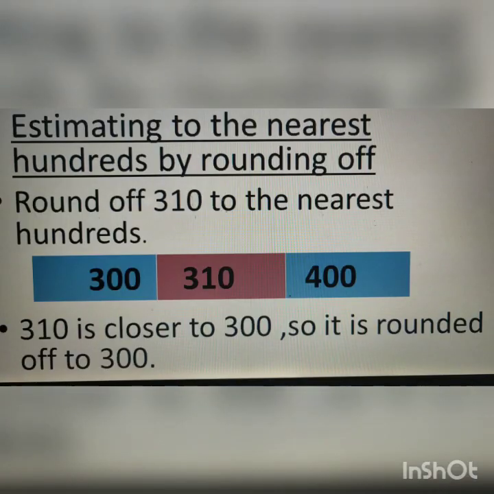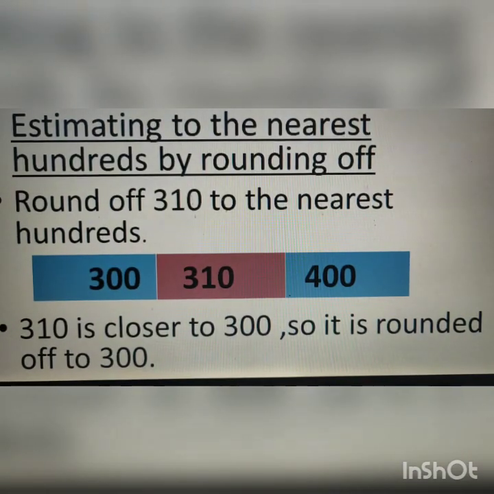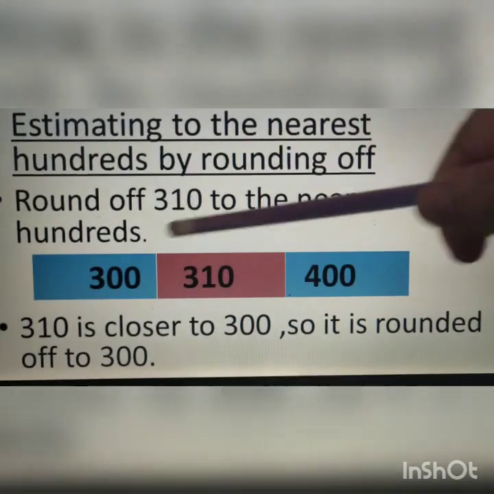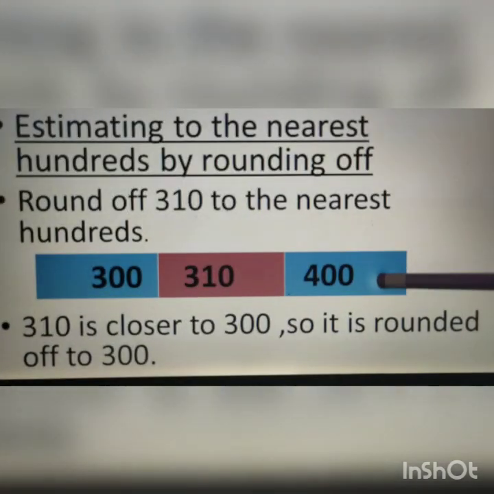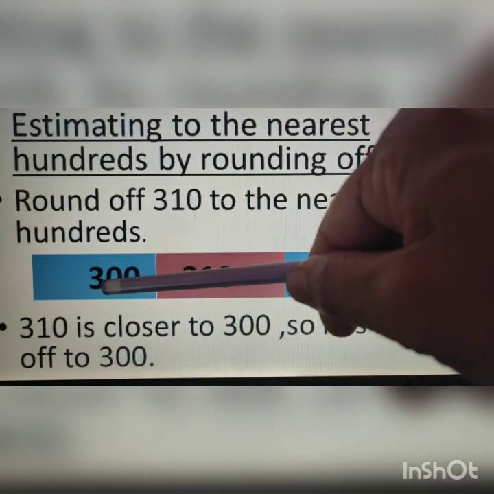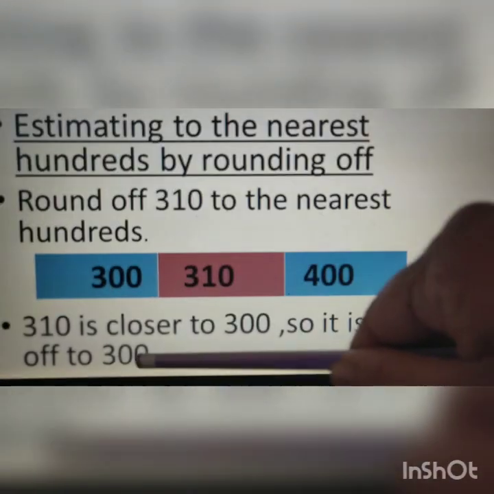Next is estimating to the nearest hundreds by rounding off. In this case, we will consider the numbers in the hundreds place and tens place. Round off 310 to the nearest 100. So 310 is between 300 and 400. And we know 310 is closer to 300 than 400. So it will be rounded off to 300.